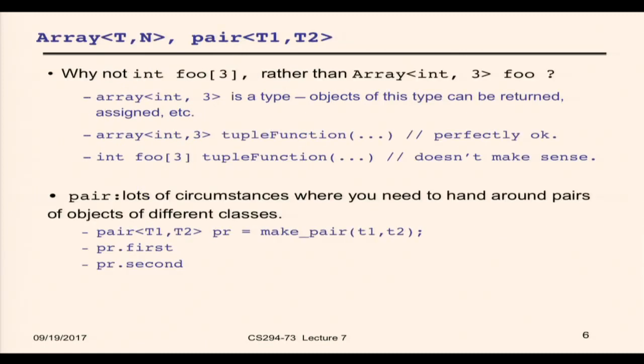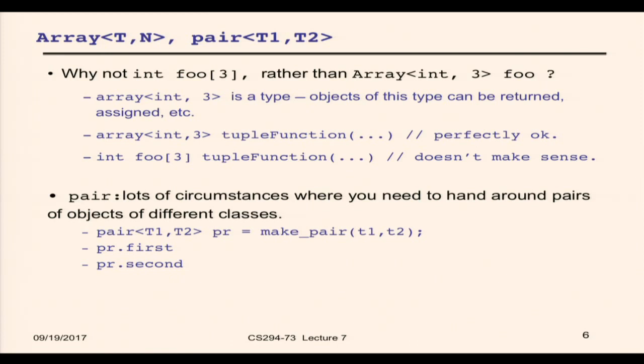So here's the first two that we've already dealt with. Array of T and N, and pair of T1 and T2. Array we have dealt with, pair we'll be using. These are kind of little things, but very useful. So why not use array of int, 3 or N, where N is a compile time constant provided to you by preprocessing, rather than an array of int 3?